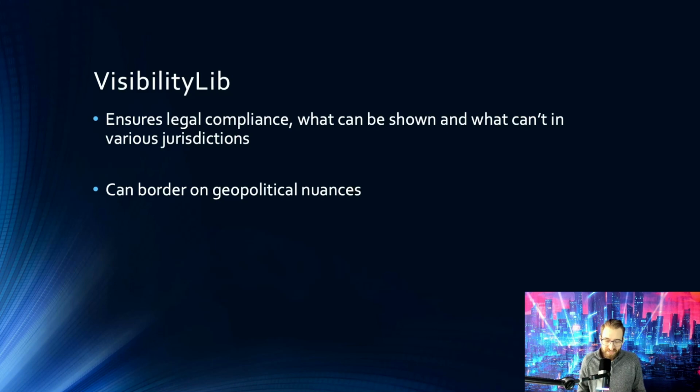So as far as I could tell, there were a number of libraries around this, but Visibility Lib was sort of the main one that they had. And this is where they have to enforce things because Twitter is a global product. There are certain laws and regulations in certain countries that they have to follow that are different from other countries and other regulations and other laws.